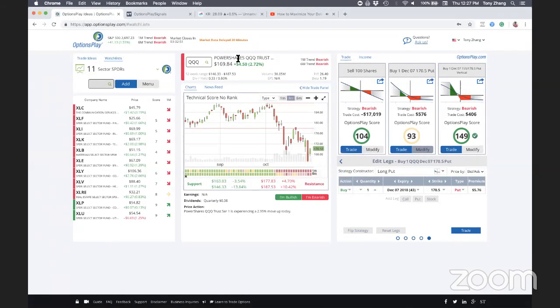So what I have here is QQQ. Many of you that have been following the markets over the last few days are probably looking at this symbol. This is the NASDAQ 100 technology index ETF. It had a huge sell-off yesterday. It looks like it's bouncing back a little today. This, in my opinion, looks like it may be a bottom.